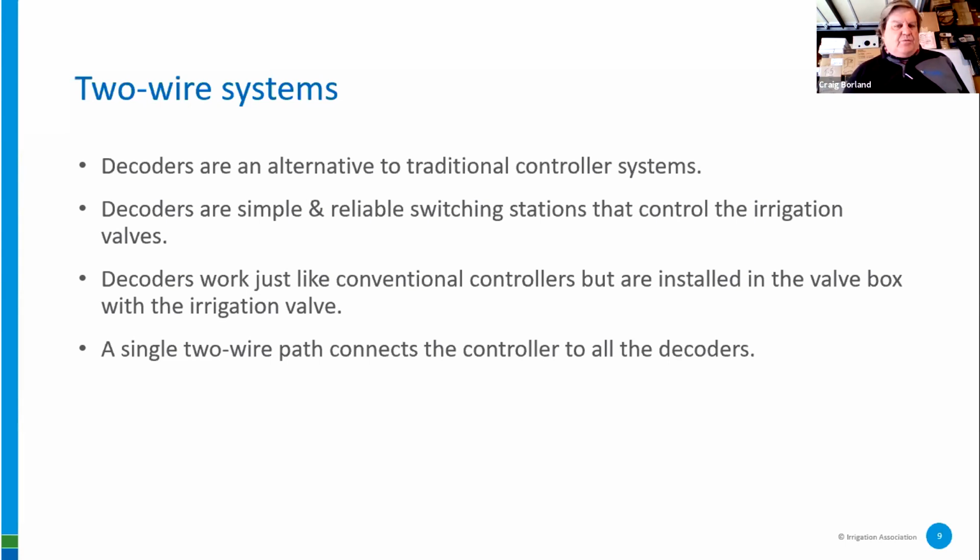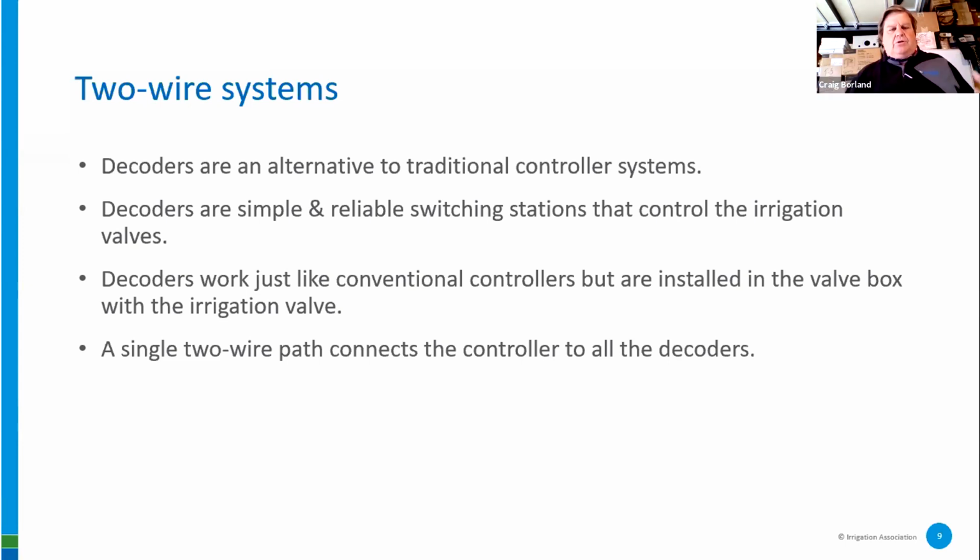Decoders are simple and reliable. They're switching devices. They work just like a conventional controller. The key takeaway is that they're all interconnected on a single 2-wire path. It can be 2 or 3 different 2-wire paths, but they're all tied together on this 2-wire path. That 2-wire path is for true 2-way communication from controller to decoder. Hey, decoder, turn on station 14 for 15 minutes. Boom, it turns it on. It replies back to the controller. Station 14 is running. Everybody's good.